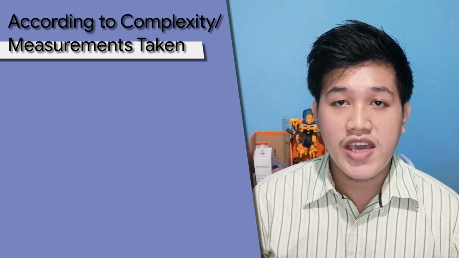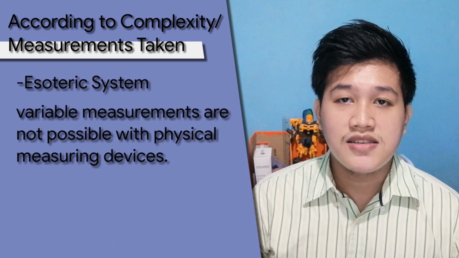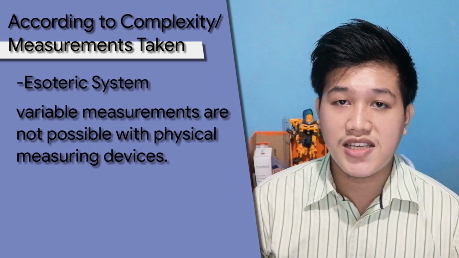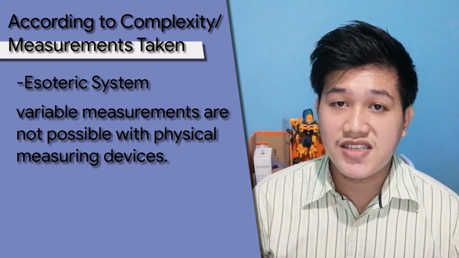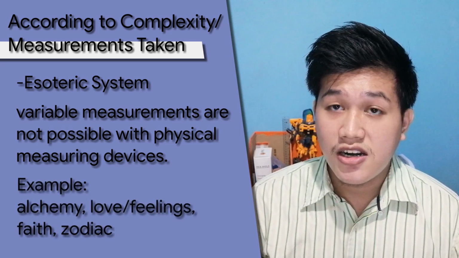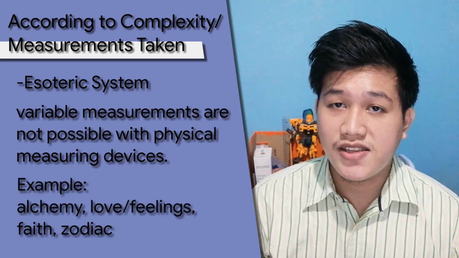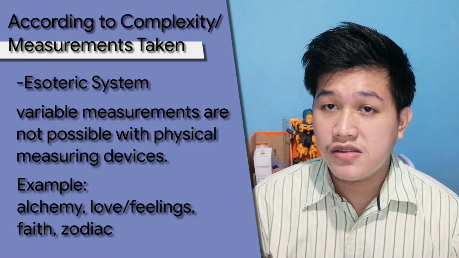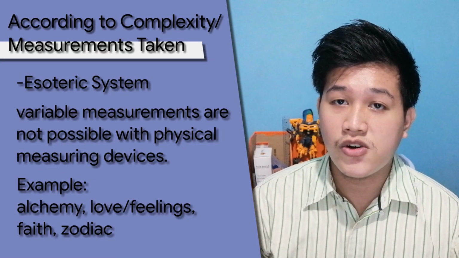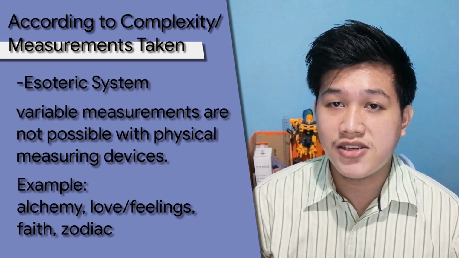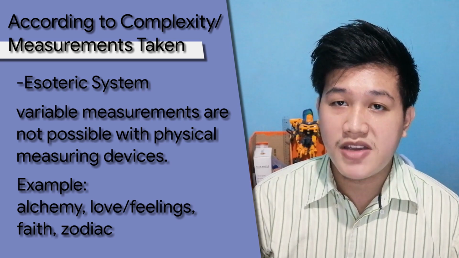And third, we have esoteric systems. Systems in which the measurements are not possible with physical measuring devices. The complexity of these systems is of higher order. Some examples of this are alchemy, since there's no proof that this exists. I mean, the amount of love that we have for someone, the faith that we have for God and for our religion, zodiac signs, and a lot more are considered esoteric or cannot be measured exactly.